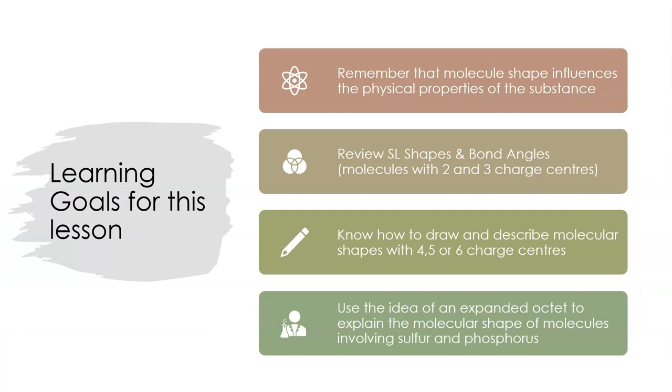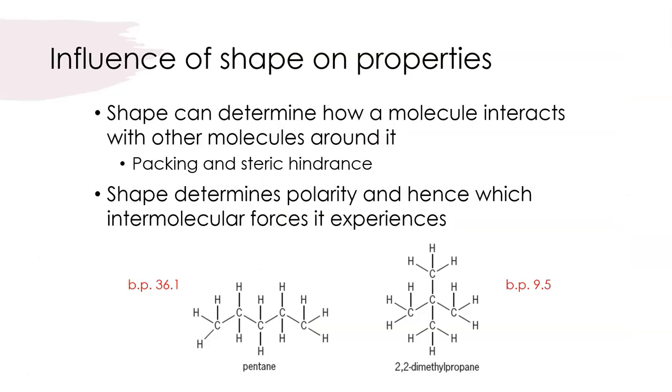So, key things here is we'll be reviewing molecular shape and how it influences physical properties of a substance. We'll have a quick look at the SL shapes and bond angles that we've seen previously, then move on to new structures involving 4, 5, and 6 charge centers, which will require us to look at a couple of molecules that can expand their octet, such as molecules involving sulfur and phosphorus, such as PCl5, sulfuric acid, and things like that.